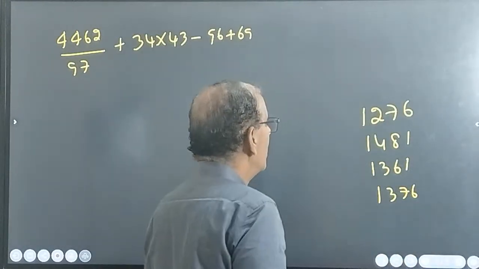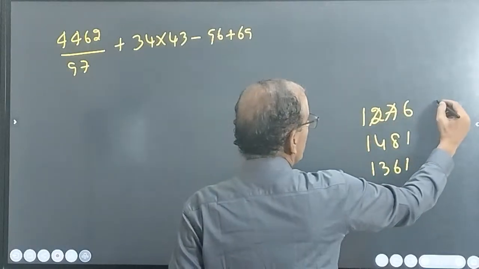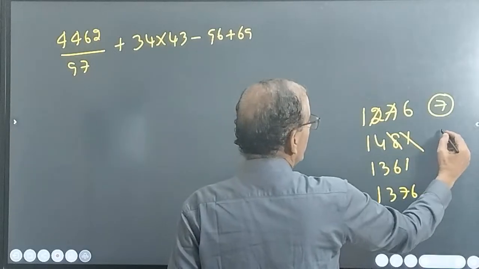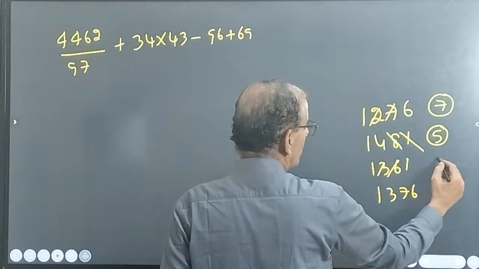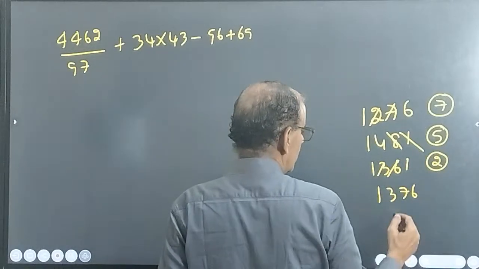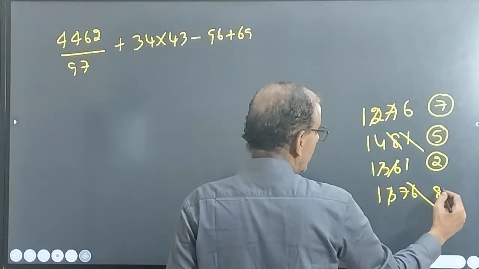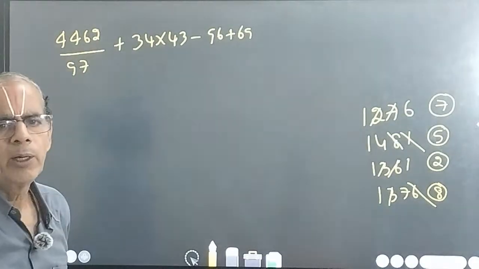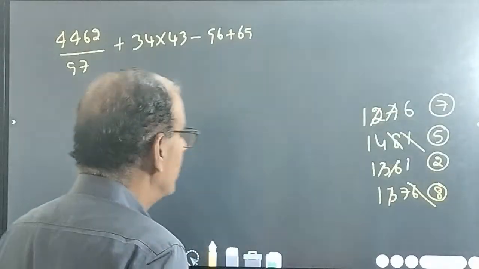Okay. See, 7 plus 2, that is 0. 6 plus 1, how much? 7. 8 plus 1, 0. 1 plus 4, how much? 5. 6 plus 3, 0. 1 plus 1, 2. Then 6 plus 3, 0. 7 plus 1, 8. All the 4 unit digits, all the digit sums are different.